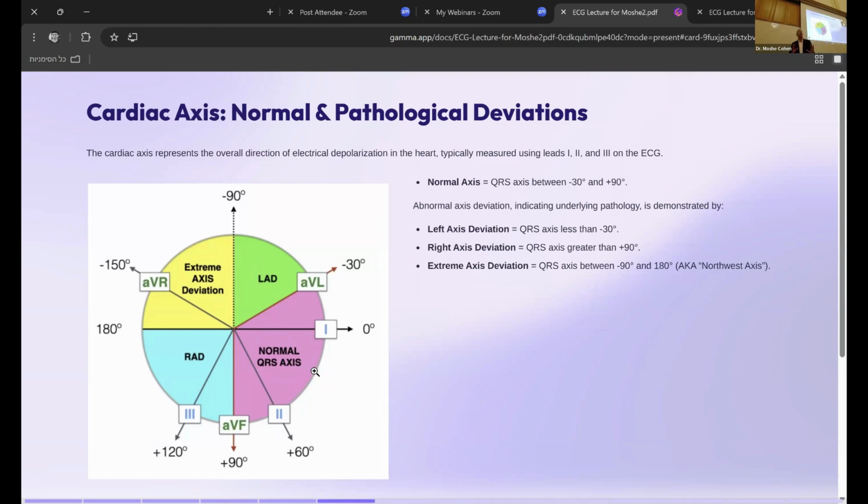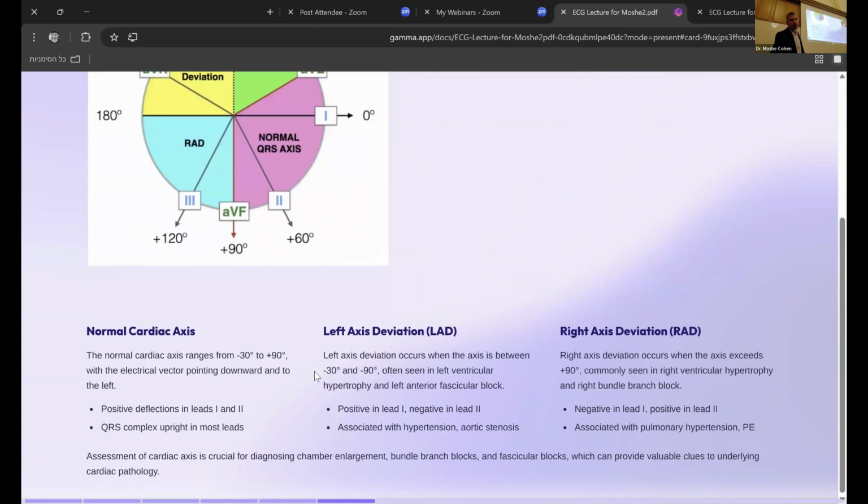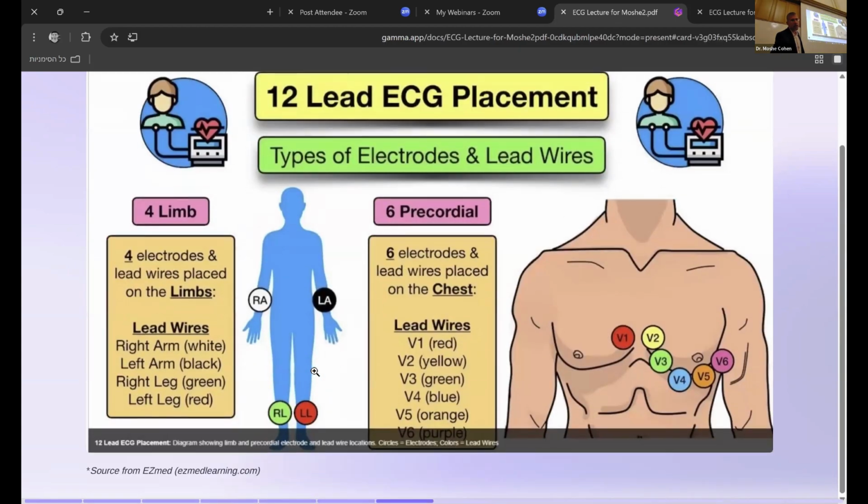Because imagine at the end, you don't see the heart, you see the electricity flowing through the heart. So when you have right axis deviation, it can be due to RBBB, right bundle branch block. And when you have left axis deviation, it can be due to LBBB, left bundle branch block, which is also very easily diagnosed in an ECG. So the axis of the heart is the next thing that we're checking.